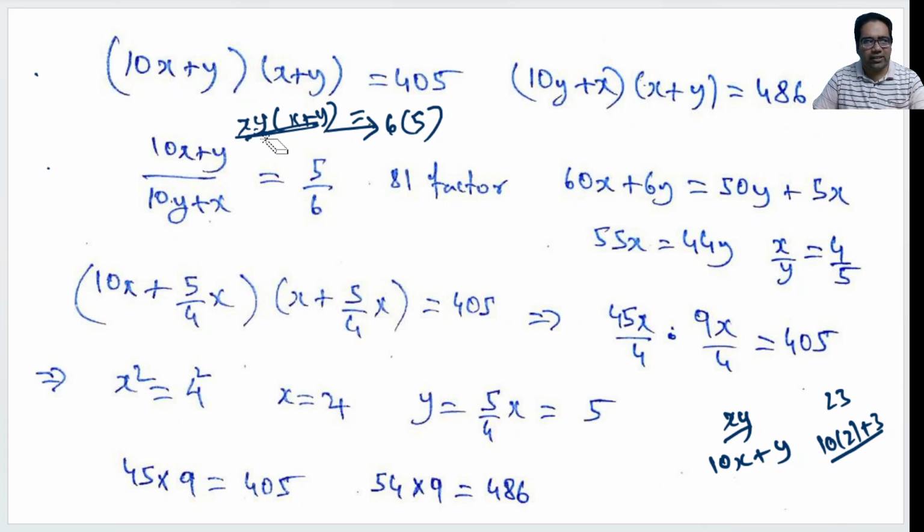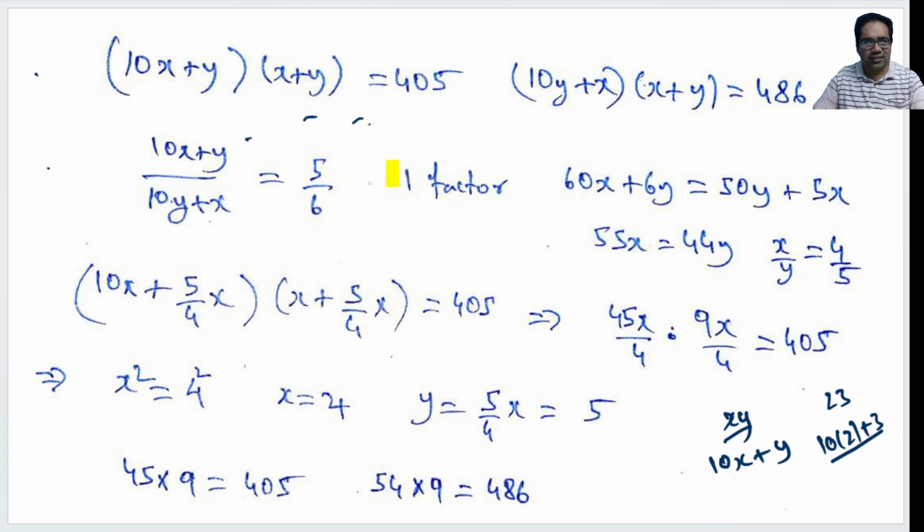Now (10x plus y) times (x plus y) equals 405. That is what is given. Similarly, (10y plus x), that means when the number is reversed, and you multiply with the same sum of its digits, it becomes 486. These two are what are given to us. We have x plus y common in both places, so let us divide 1 by 2. (10x plus y) by (10y plus x) becomes 405 by 486.